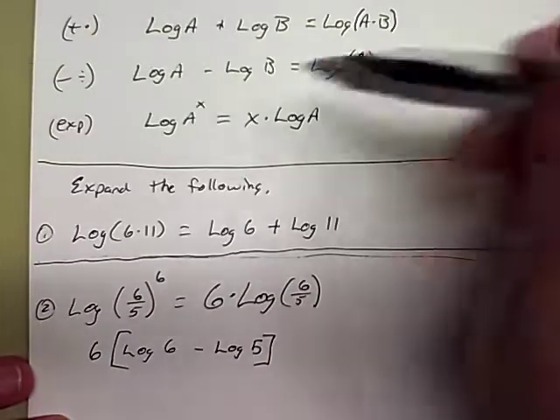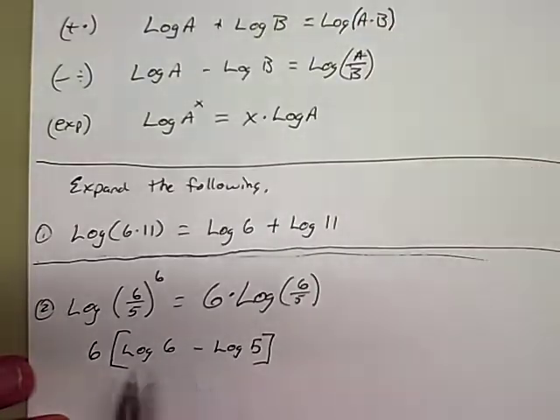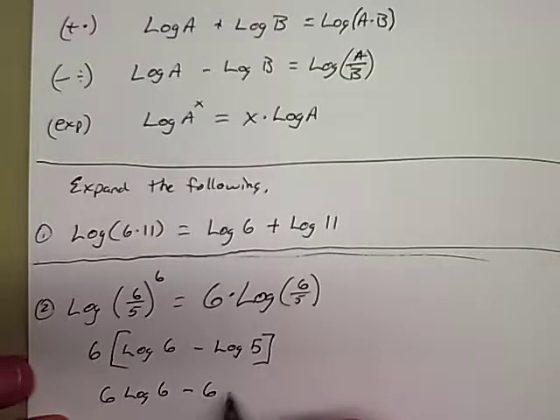Right? Because I had an a over b in the subtraction there. And essentially I could distribute this through, so I'd end up with 6 log of 6 minus 6 log of 5.